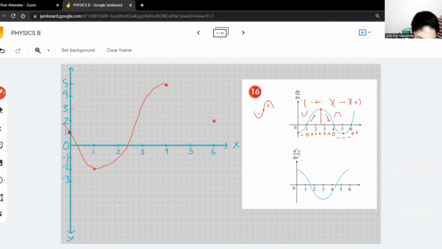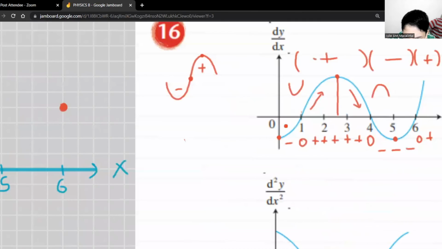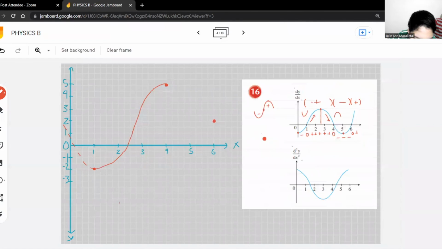And then it will change at 0. It will go from opening downwards to opening upwards. But since I don't actually know any of that, I will just use a dotted line because it is unknown whether that is actually the inflection point of this dy dx curve. Just a dotted line for now.